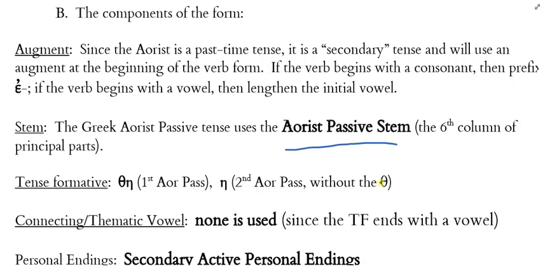So the rule of thumb here is that whenever you have a first and a second available to you, the second is always shorter than the first in some way. All right? So notice the first aorist passive is theta eta. The second aorist is just eta. So it is shorter. It's missing something. Now, since we have tense formatives, both of which use vowels at the end, before the personal endings, we're not going to use a connecting vowel. We just go straight from the tense formative to the personal endings.